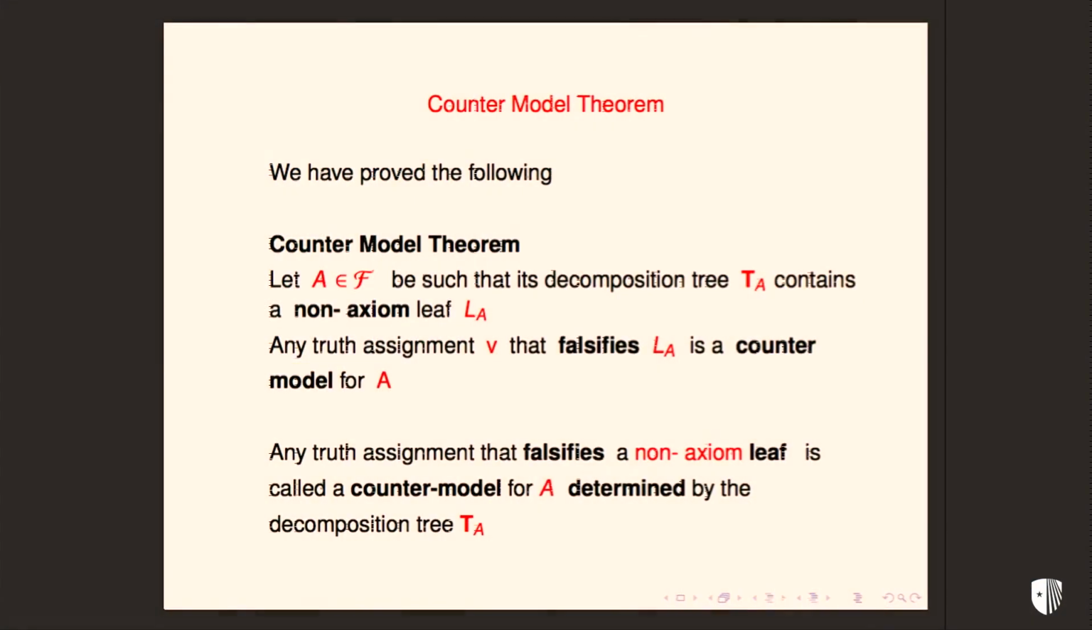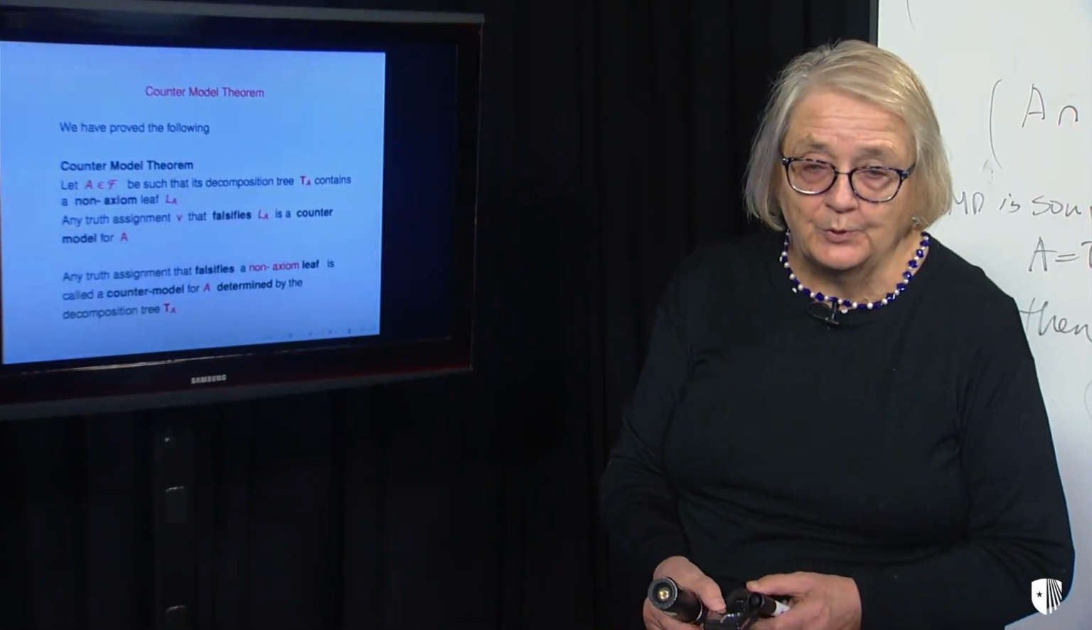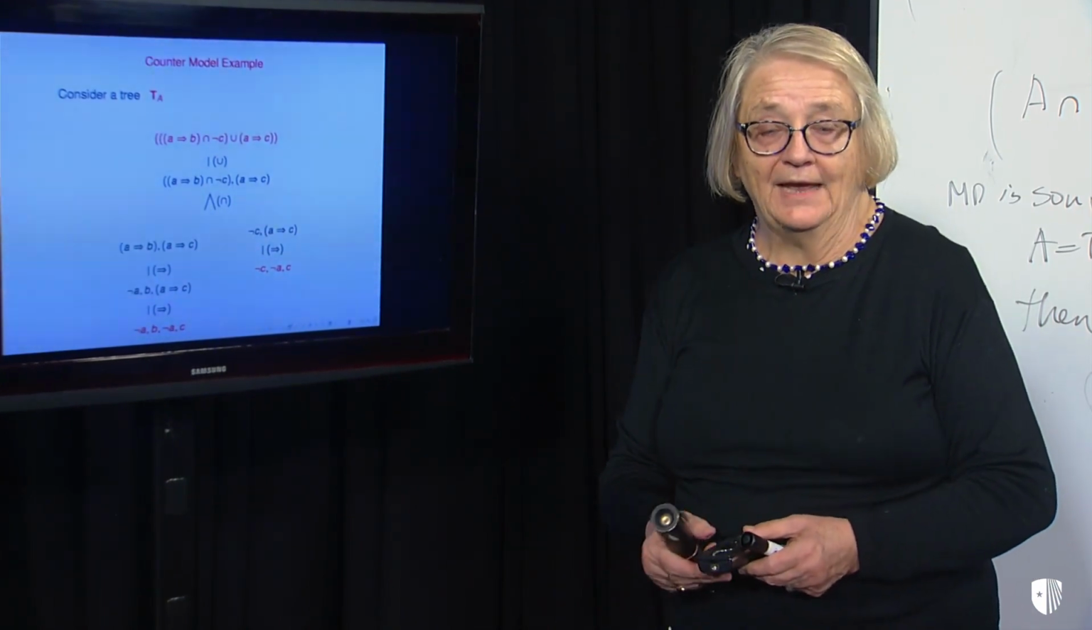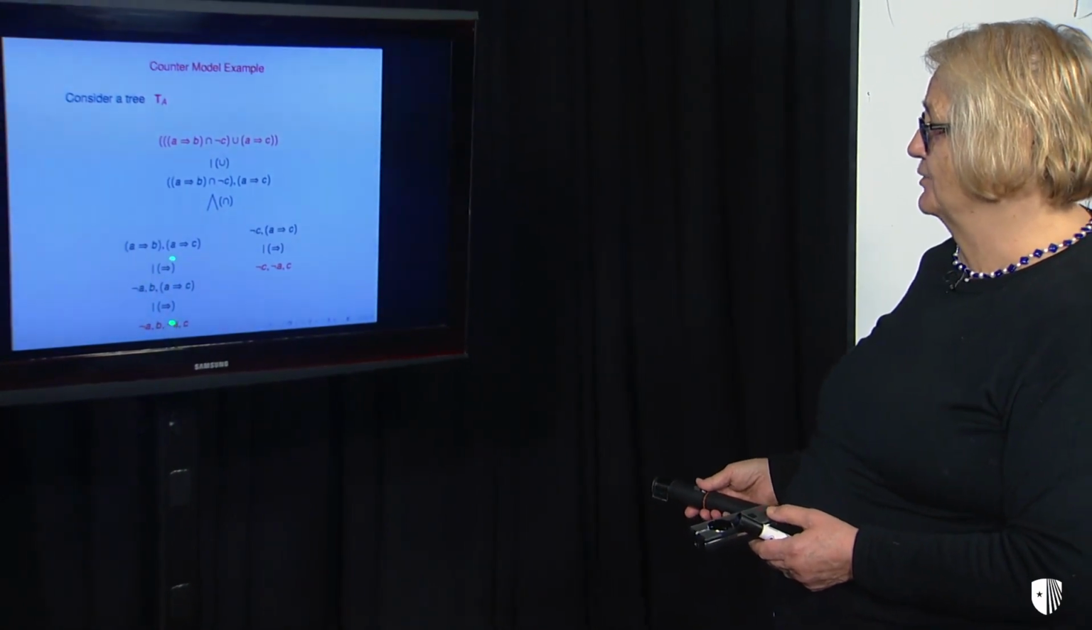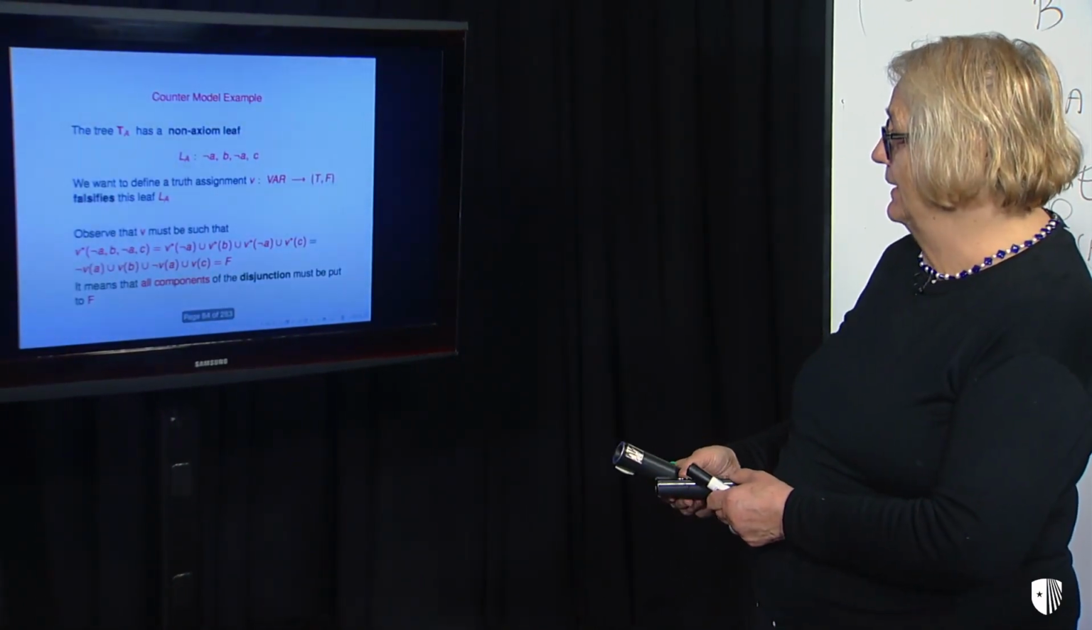And now we have what is called the countermodel theorem: if a decomposition tree T_A contains a non-axiom leaf, then any truth assignment that falsifies the non-axiom leaf is a countermodel for A. And here I will show you a nice example. Right? We had the tree, for example this tree, we already did it. This is the non-axiom leaf. And now what's happening?